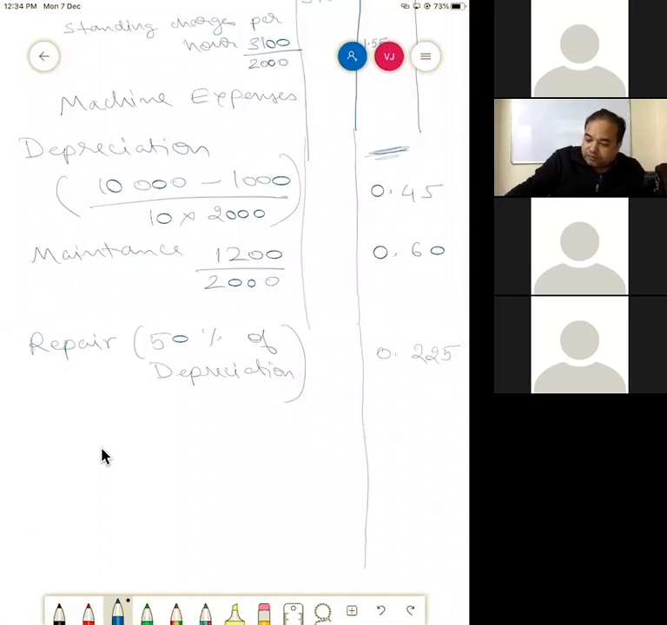Next is your chemical. So similarly, chemical required weekly is 20. So in a week, you compute it according to what would be required in a year and then divided by total hours working life, you will get 0.50. This is your chemical required.